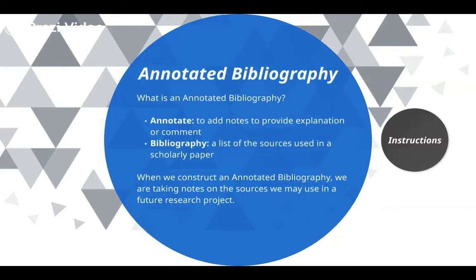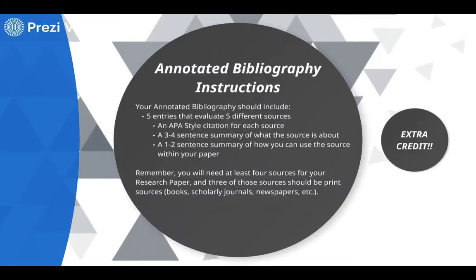For this assignment, your annotated bibliography should include 5 entries that evaluate 5 different sources. Each entry should begin with an APA-style citation, followed by a 3 to 4 sentence summary of what the source is about, and a 1 to 2 sentence summary of how you can use the source within your paper. You are also welcome to track things like keywords or search terms if you would like. Keeping track of any keywords or search terms associated with your source can be helpful if you need to do additional sources later on. Remember, you will need at least 4 sources for your research paper, and 3 of those sources should be print sources, like books or scholarly journal articles.